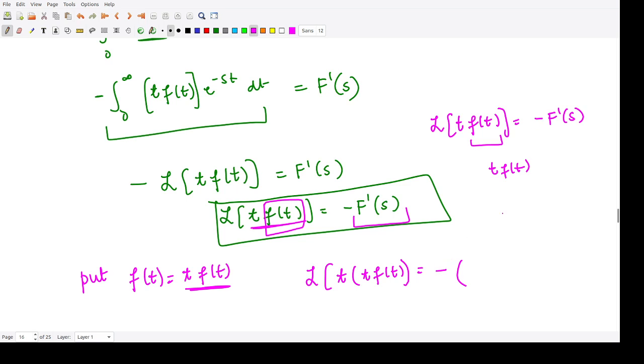So minus would come as such, and then according to the formula, I would have minus the derivative for this term. It would be F double dash s. So I would have F double dash s to be this term.